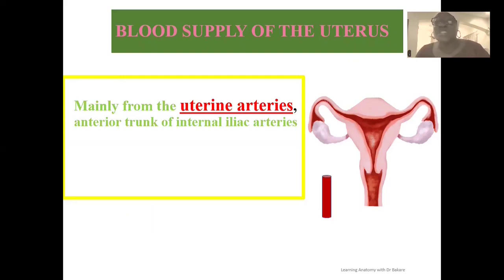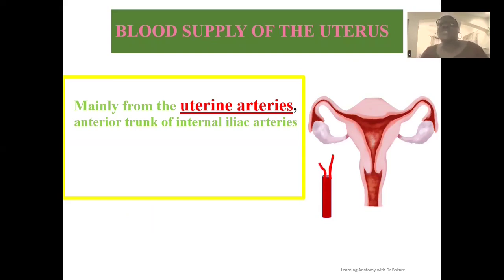We've tried to illustrate this in our previous lecture on the common iliac artery. If you've not also checked that lecture up, please kindly go and do so. The internal iliac artery, which is one of the terminal branches of the common iliac artery, is seen to also terminate into two trunks. So we have the anterior trunk of the internal iliac artery, and we have the posterior trunk of the internal iliac artery.